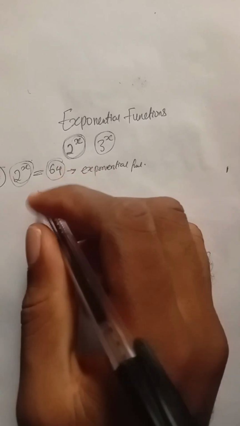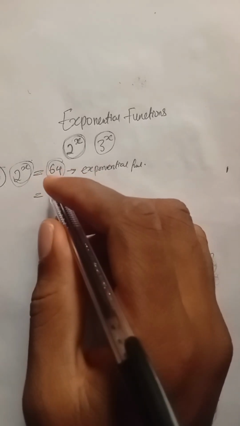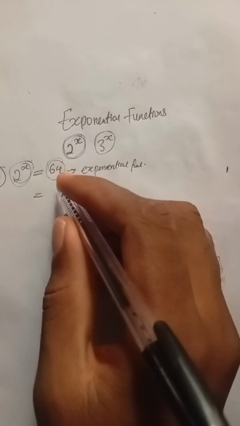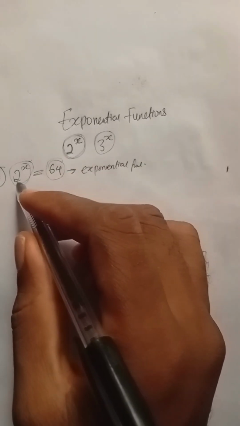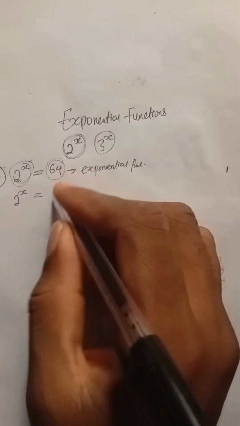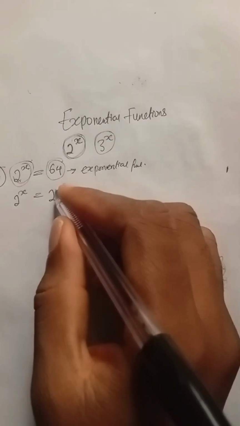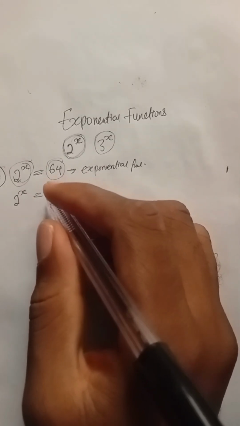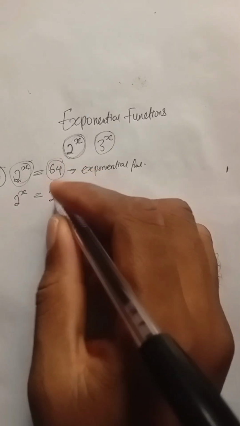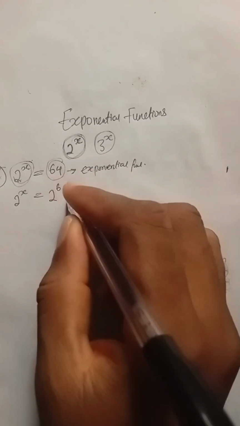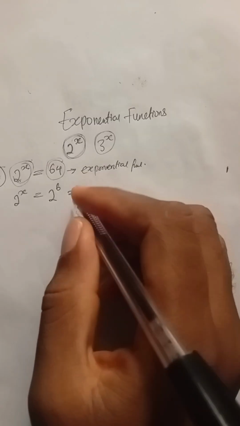64 must include a base and a power, and the base of 64 must be equal to the base of the unknown. So the base of the unknown here is 2 raised to the power of x. So the base of 64 will be 2. 2 raised to the power of what number will give us 64? That will be 2 raised to the power of 6. So 2 raised to the power of 6 is equal to 64.